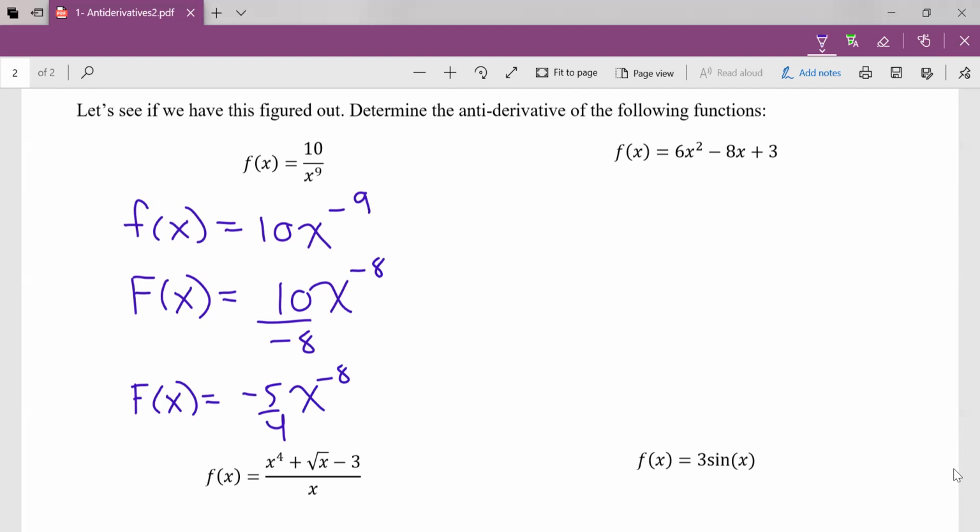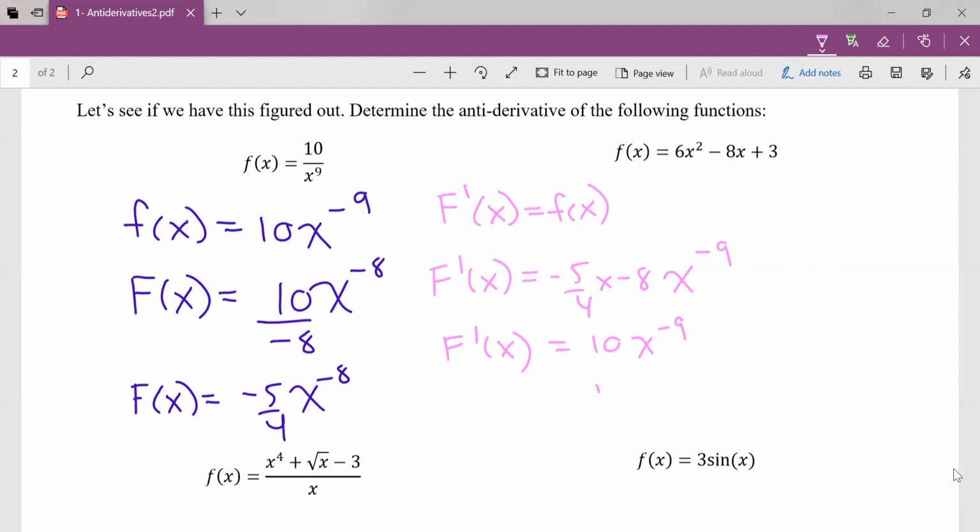Okay, now the nice thing is here, I'm going to check my work. You can tell me if you've done every one of these questions correctly. Here's how I check my work. Because the derivative of the antiderivative better equal f at x. If it didn't, I did screw up. So I'm going to take the derivative of the antiderivative. They should undo each other. So negative 5/4 times negative 8 and subtract 1 from the exponent. And that's going to be positive 10 x to the negative 9. And that's exactly where we began. Nice. So we did it correctly.